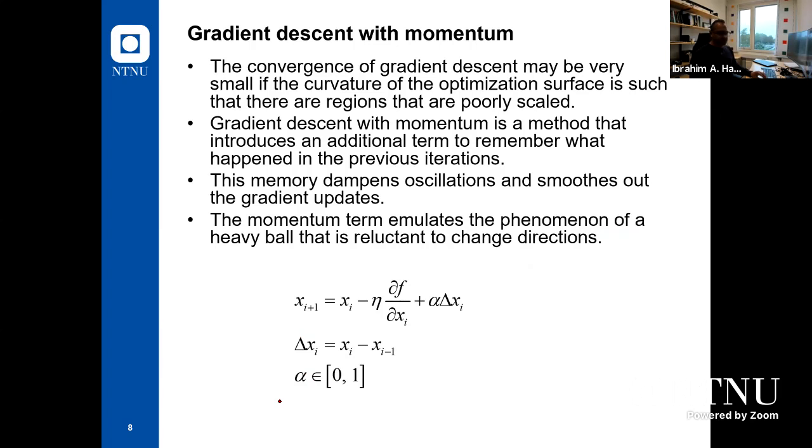So the momentum term, we are adding here the momentum term. I added it last time. We have alpha multiplied by delta xi, in fact. The convergence of gradient descent may be very slow if the curvature of the optimization is such that there are regions that are badly scaled. Sometimes we have this bumpy surface. So gradient descent with momentum is a method that introduces an additional term to remember what happened in the previous iterations. This memory dampens gradient updates. So we can just add this momentum term.